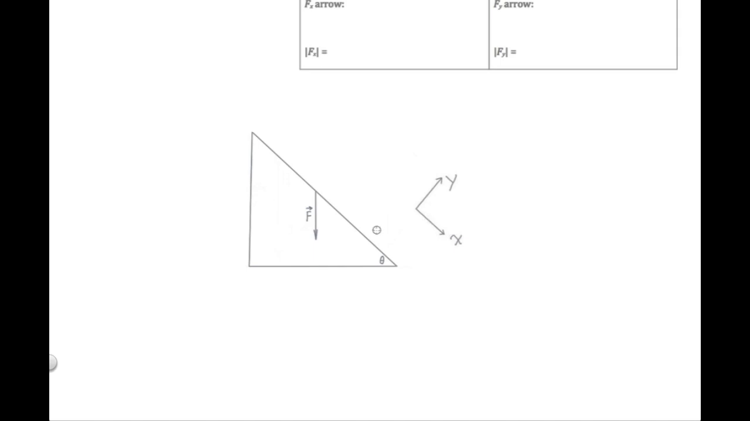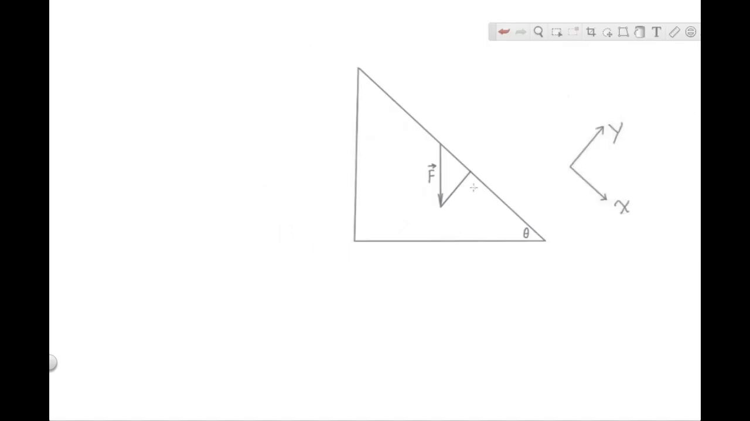Now, in this case, that line was already drawn for us in this right triangle. So this line here of the right triangle is already parallel to the x-axis. So we can simply take this line through the tail of the vector that's parallel to the x-axis. And then through the head of f, we have to draw a leg that's parallel to the y-axis. Okay, so now I've done that. I've drawn this leg that's parallel to the y-axis, and what do you know? Now we have our right triangle.